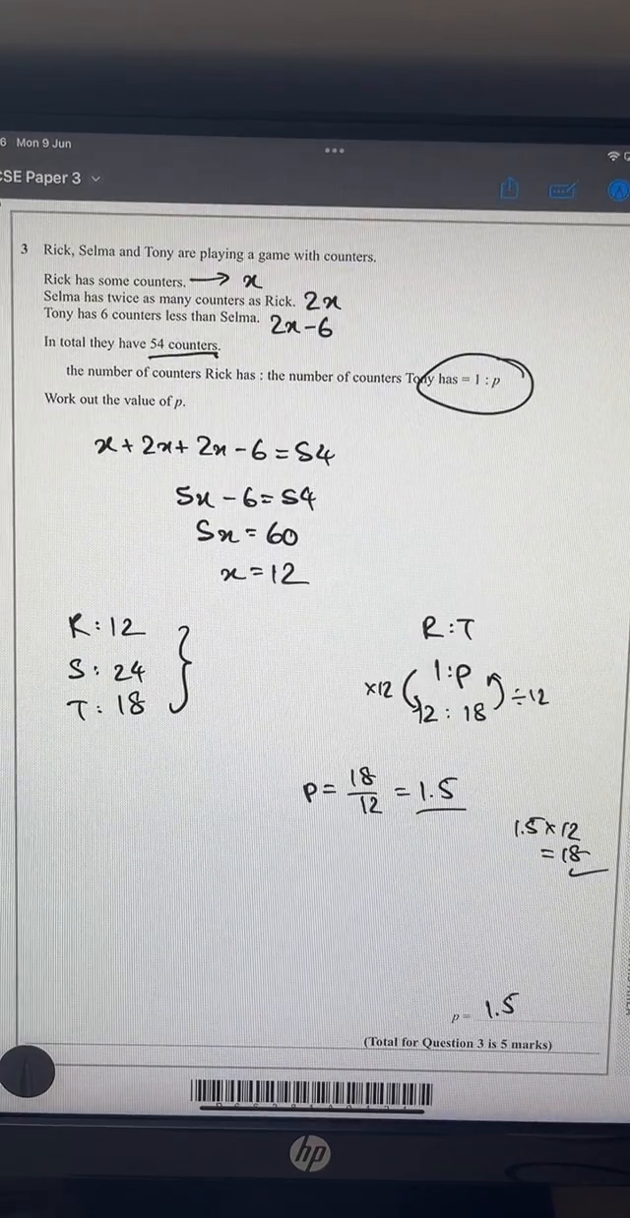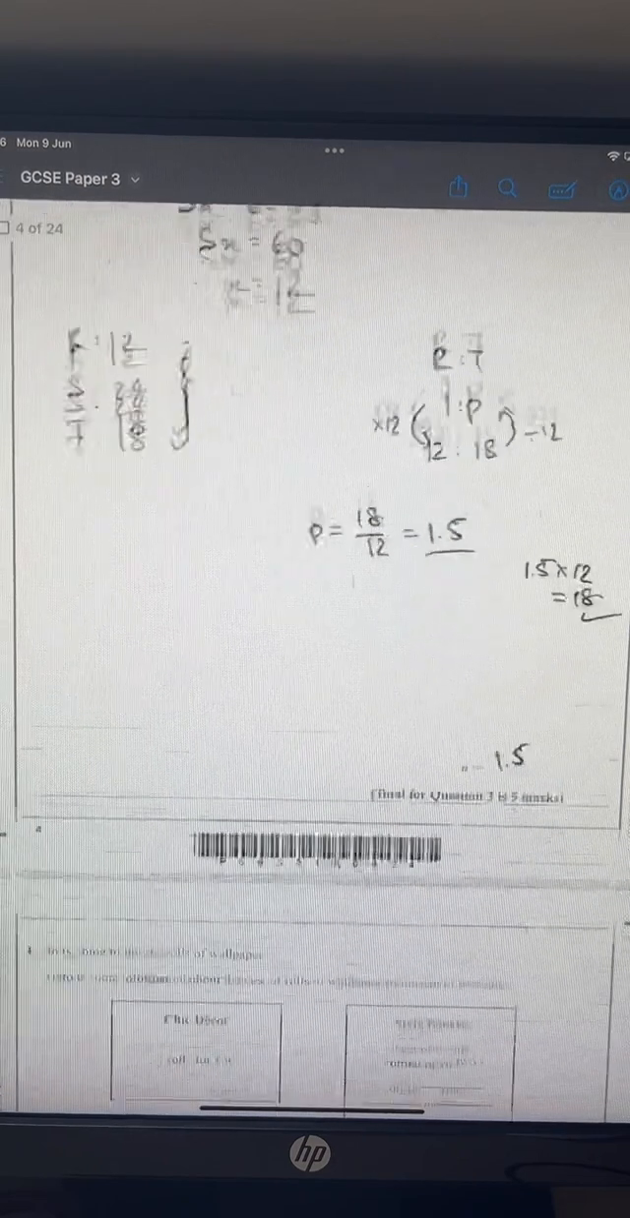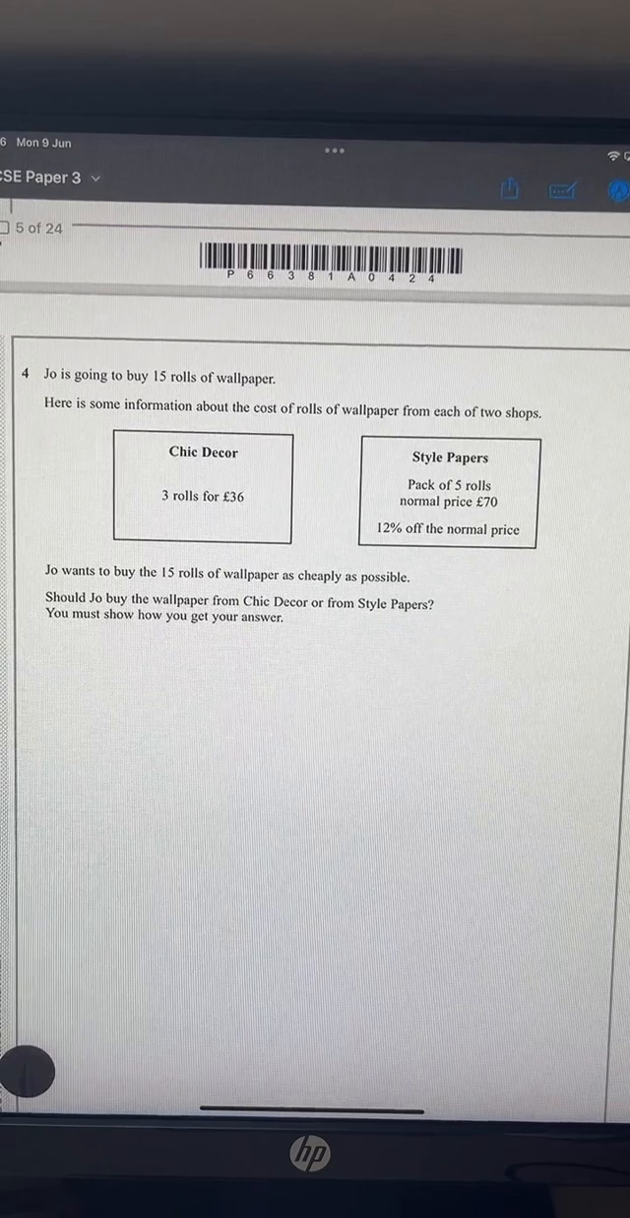It's a long ratios question with a bit of algebra, but it's not a bad 5 marks there. Already started. Alright, gonna move on to question 4 now. So I remember doing this question when I sat this paper.